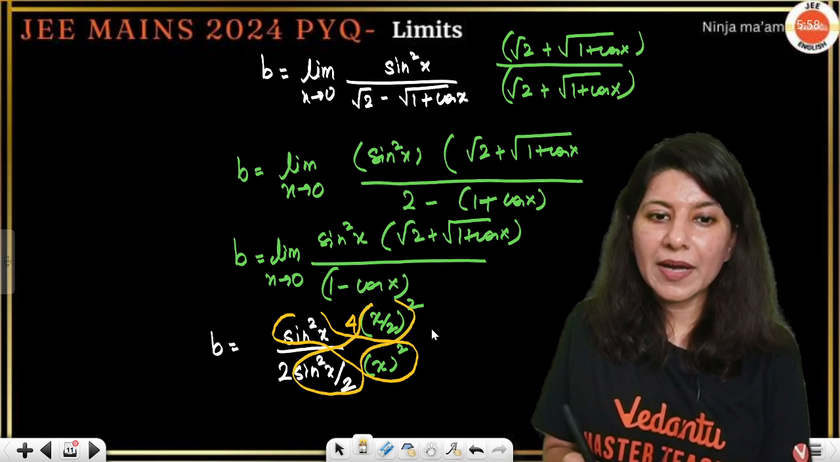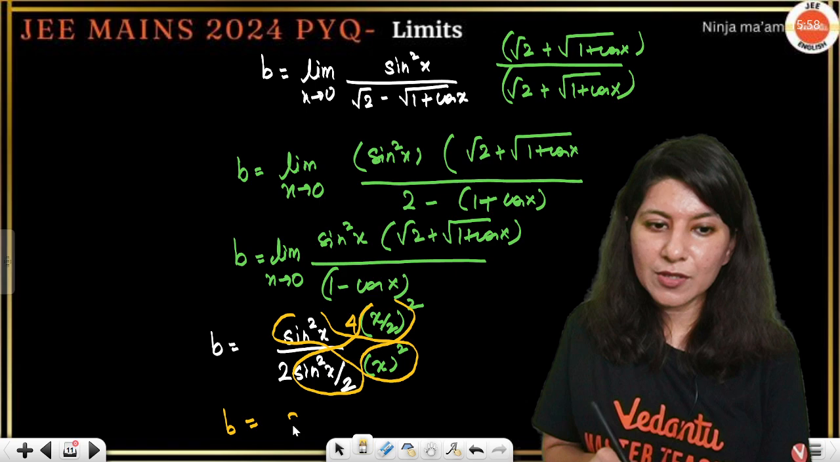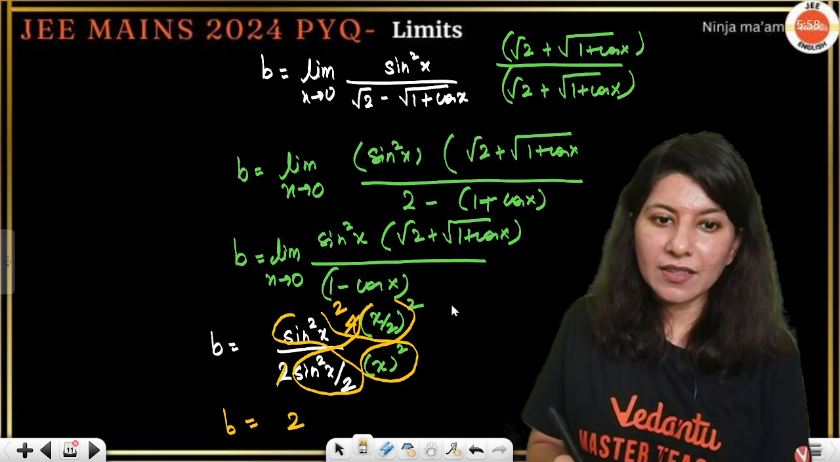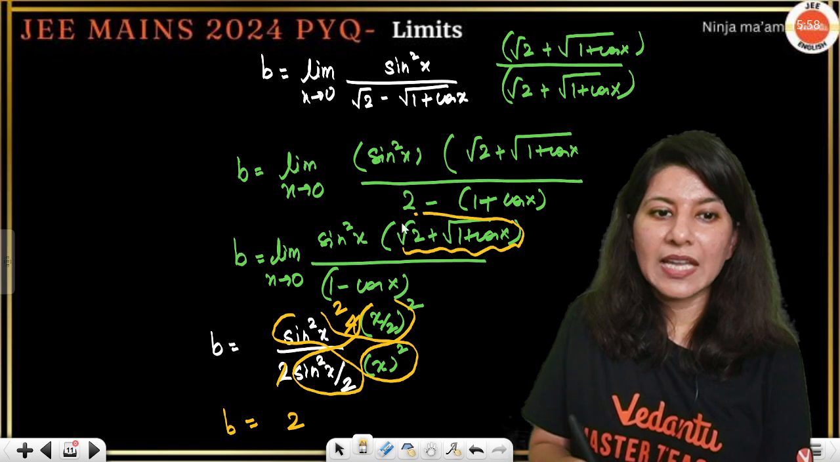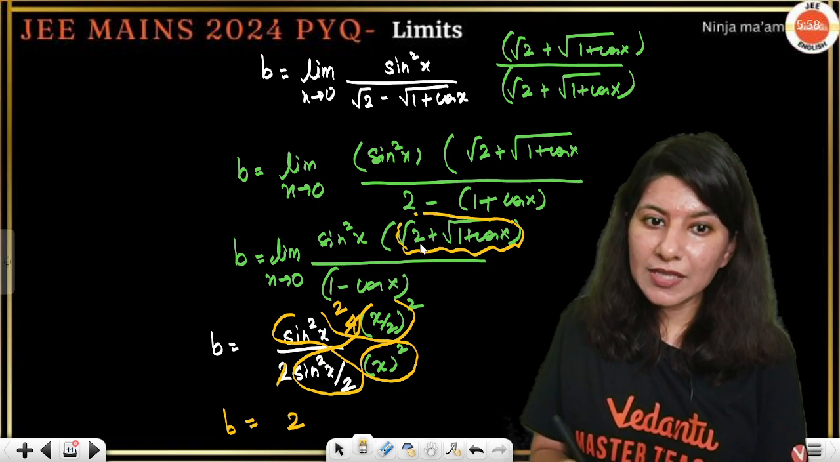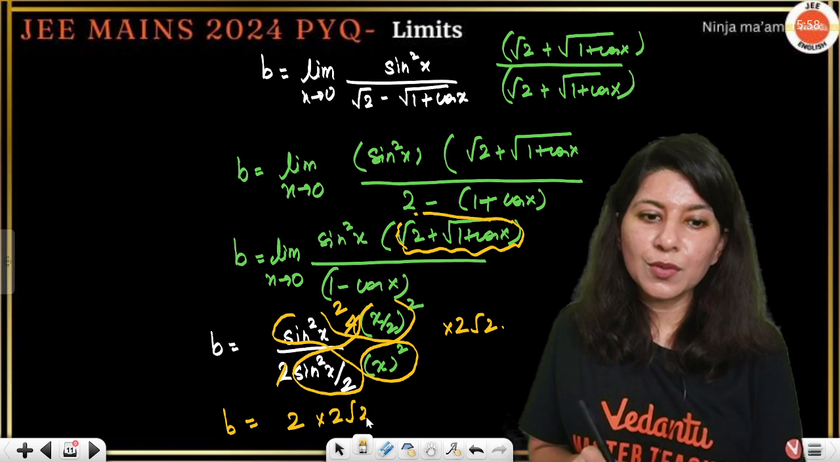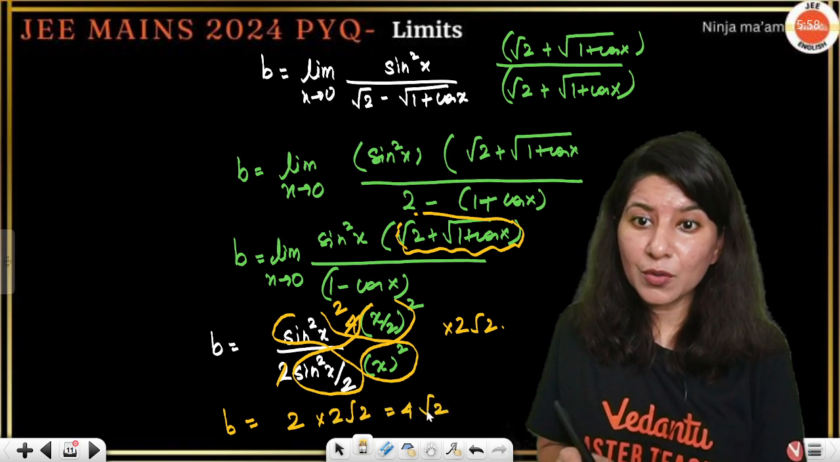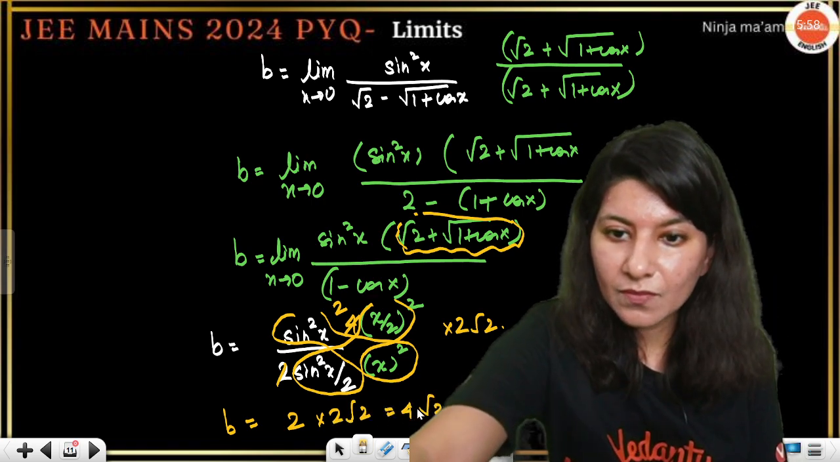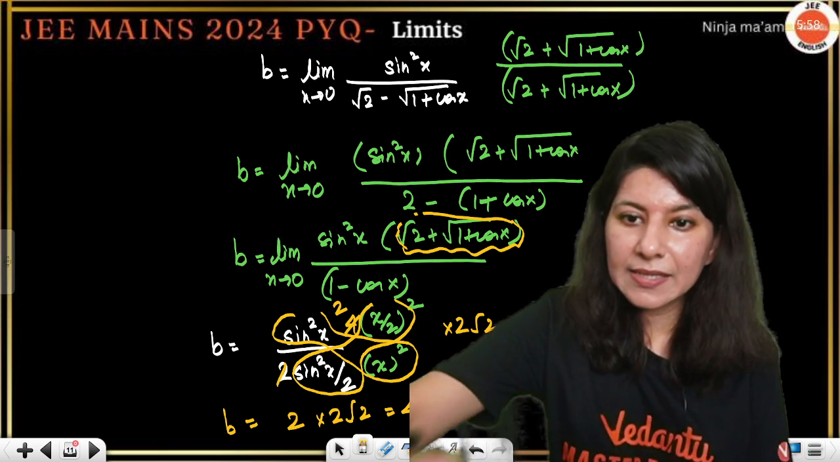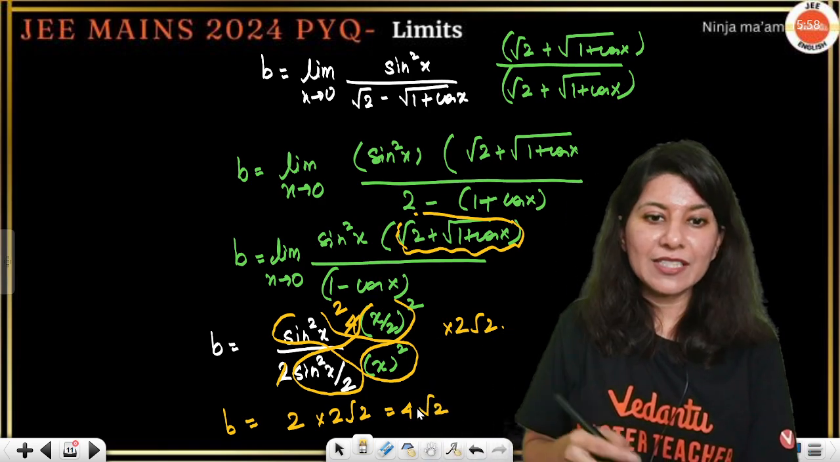Okay. So 4 by 2, so this will be 2. B will be equals to 2. Right? 2 1s are 2, 2 2s are 4. So 2. And here if you put x equals to 0, so this is root 2 plus root 2, 2 root 2 simply. So this is going to become 4 root 2. Right? Yes. So B is coming out as 4 root 2.